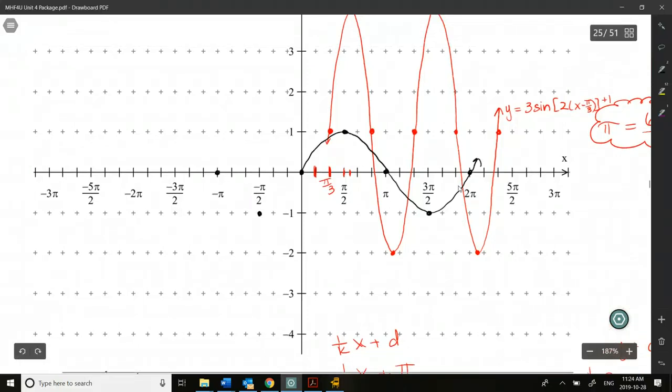So extending your pattern over, it should go to negative pi over 2, negative 1, negative pi, 0. So I'm literally just following what happened here to go backwards. And then 3 pi over 2 up to 1 and 2 pi, 0. And that's the graph of our parent function. We'll call that y equals sine x.